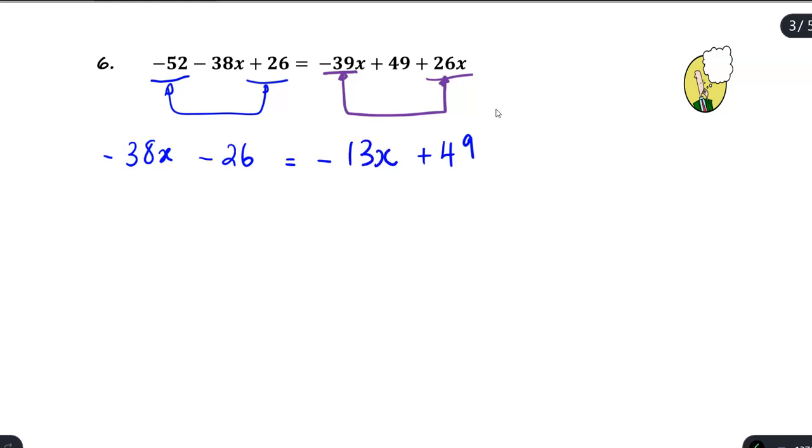Okay. So now what you see is you want to have x on this side of the equation, and you don't want the negative 13x on this side. At the same time, what you want to do is you want to get rid of the negative 26 as well. So I will do two operations at once on the next line. So I will rewrite negative 38x because I want the 38 to stay on the right hand side of the equation. And I have negative 26.